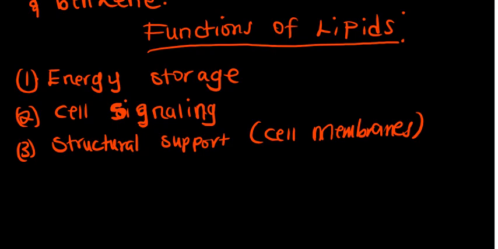So the fourth one is for heat and electrical insulation. So for insulation, lipids are used in the case that they protect organisms from losing heat. For instance, in adipose tissues, you find lipids which help organisms not to lose heat.